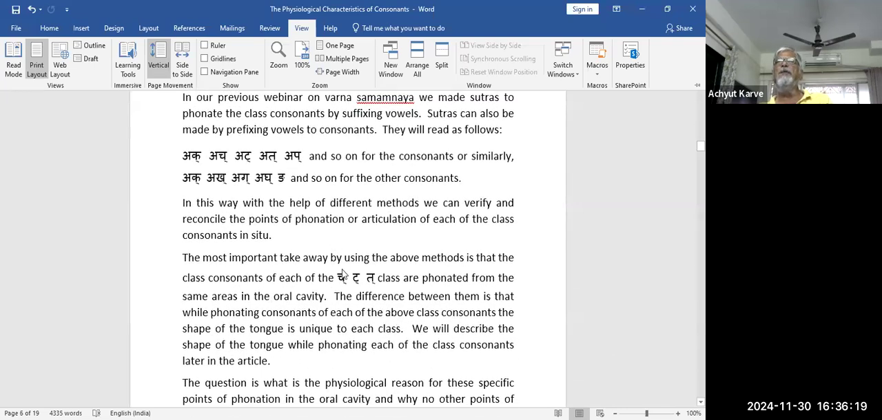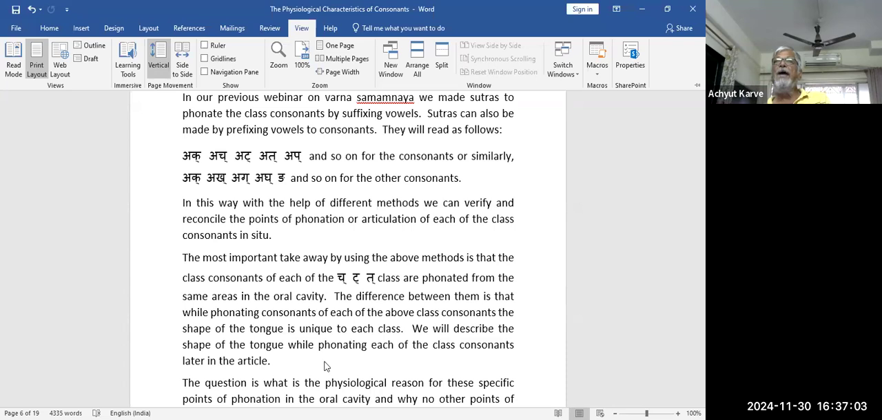The most important takeaway by using the above methods is that the class consonants of each of the cha, ta, ta class are phonated from the same areas in the oral cavity. Suppose I say cha-cha, and I say tata, and I say tata. At the same area, you are phonating all the three class first consonant of each of the class. So cha, ta, and ta are phonated from the same place. Yeah, it is not what is being said in the Paniniya Shiksha.